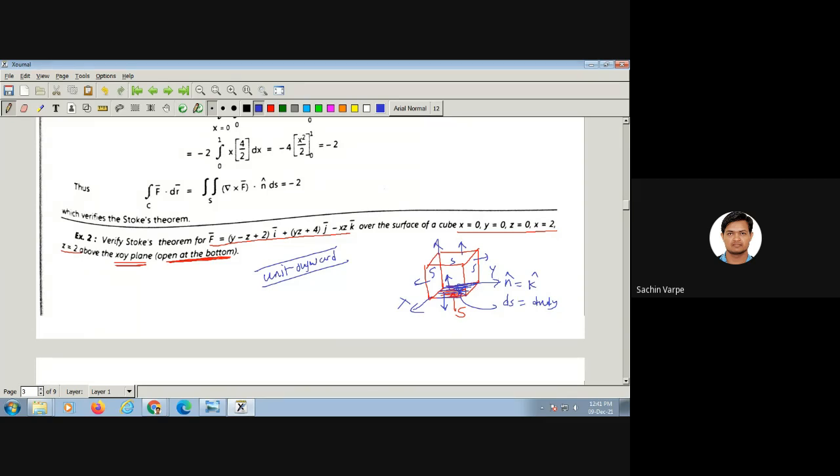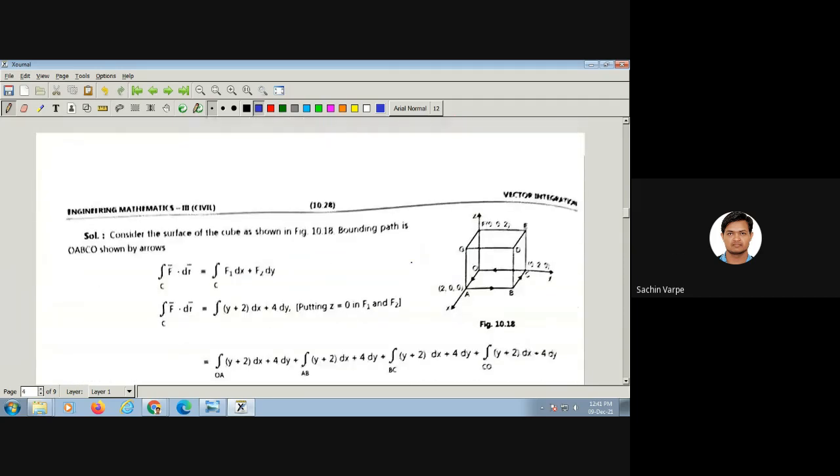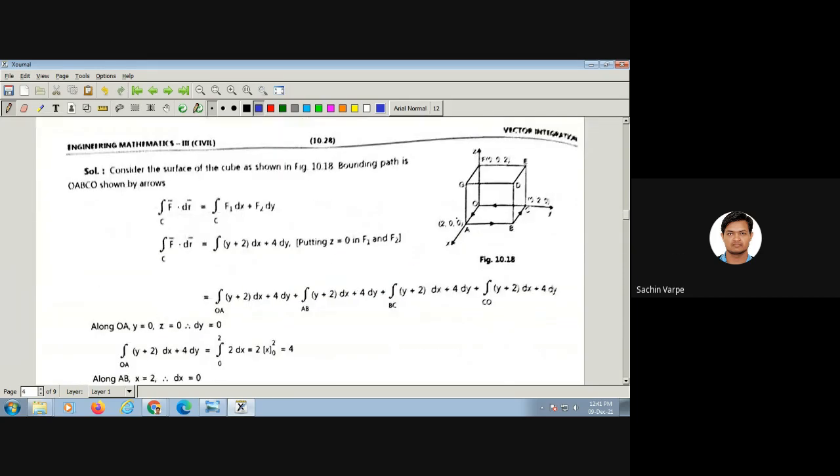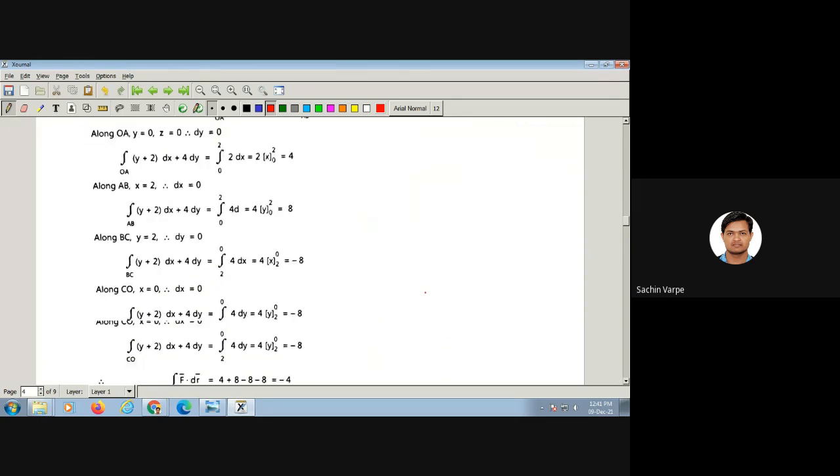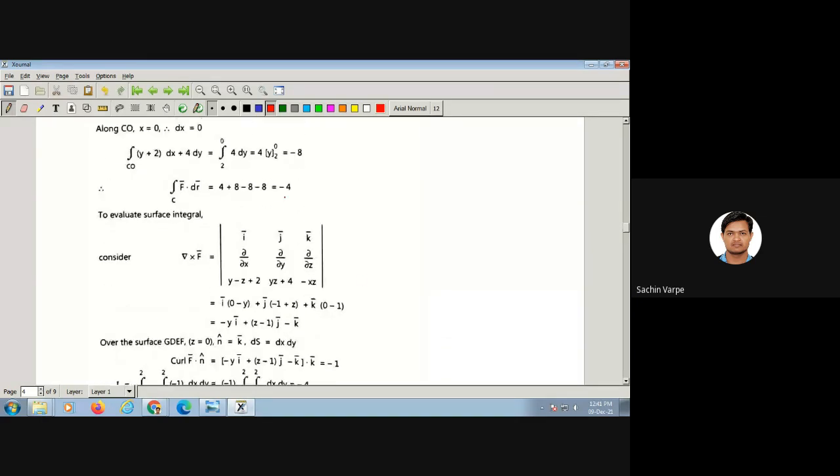So remember this, for the Stokes theorem, we want n cap. Accordingly, we consider only the bottom surface here, which is a rectangle. If you plot this bottom surface in the xy plane, that is the rectangle, and we have already calculated and verified the Stokes theorem over the rectangle in the first example, right? In a similar manner, we will get the required line integral.